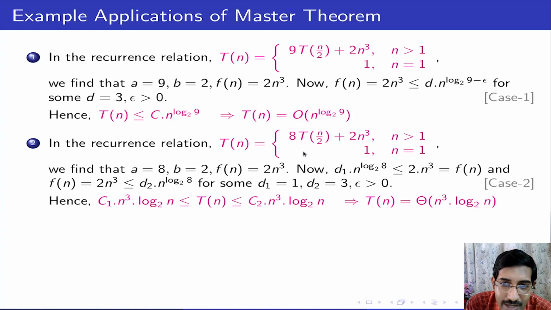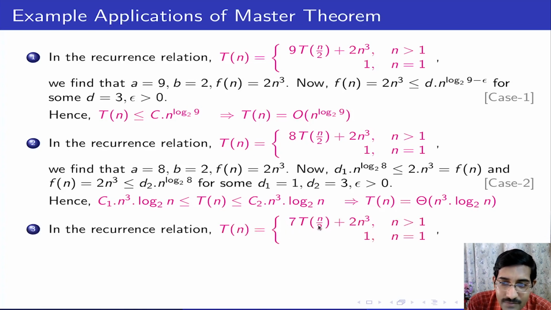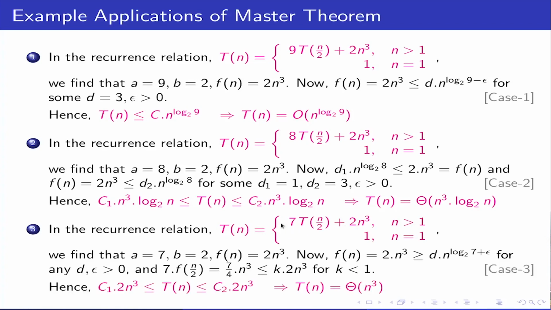Just reduce the a by another one. 7 T(n by 2) plus n cube. Here a is 7, b is 2. Now you see that 2n cube is greater than or equal to, because its n to the power order is now not reaching 3. So epsilon must be greater than 0 to match it. Therefore, this growth rate is definitely more than the original n to the power log 7 base 2 growth rate.